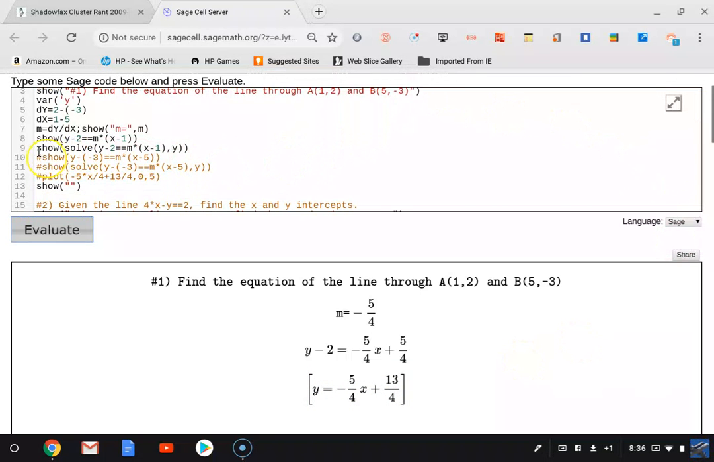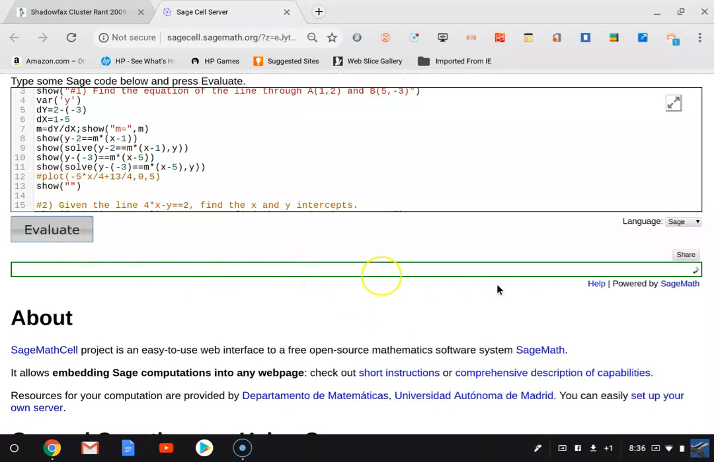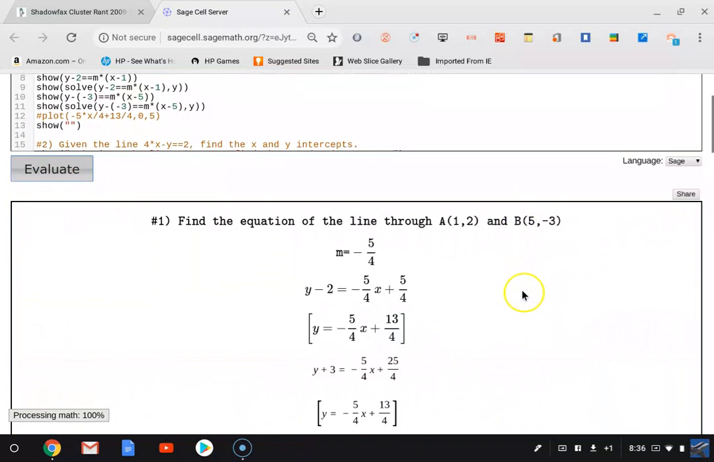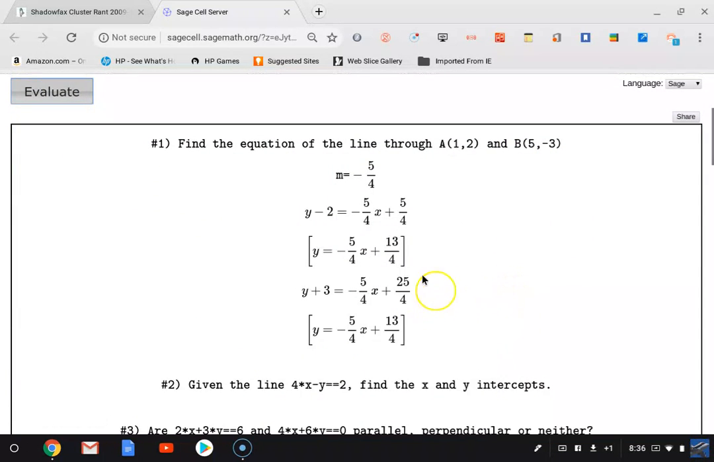And just to show that, I'm going to do it with the other point, the same steps, but now I'm using the same m, which was -5/4, but I'm going to use the point x is 5 and y is -3. So we'll show it that way, and then we'll show it by solving for y and show that you get the same thing. So if you do it with the other point, this is what you get, but then if you solve for y, you get the same thing, see?